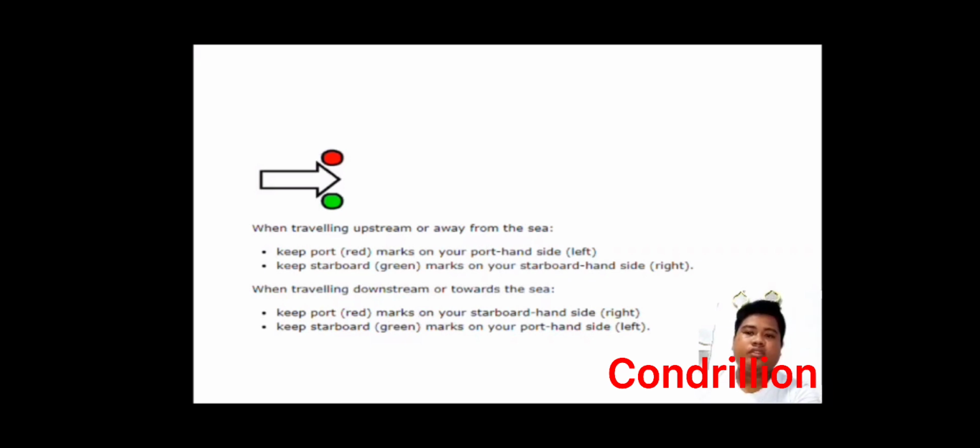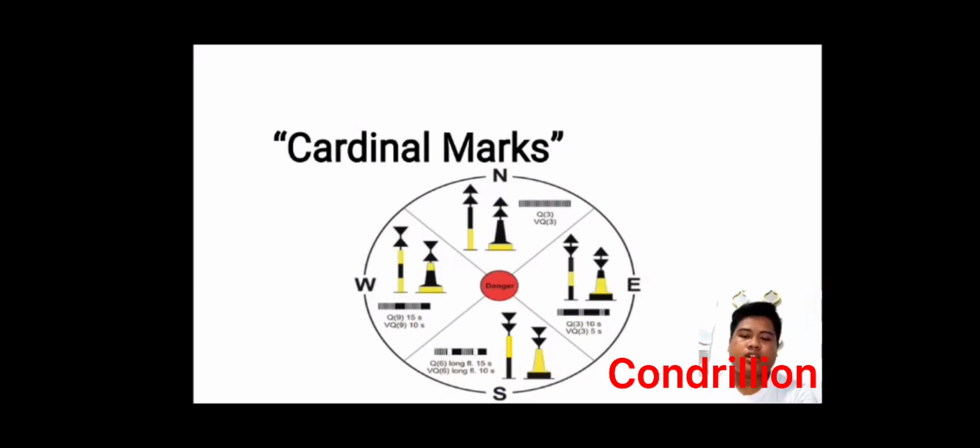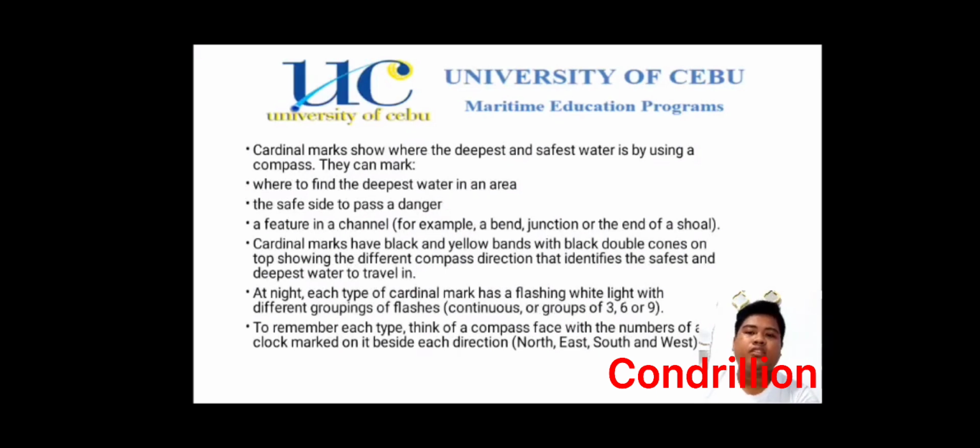And next is the cardinal marks. So cardinal marks show where the deepest and safest water is by using a compass. So these marks can show where to find the deepest water in the area, which part of the sea is deeper and safer, and which part of the sea is dangerous.